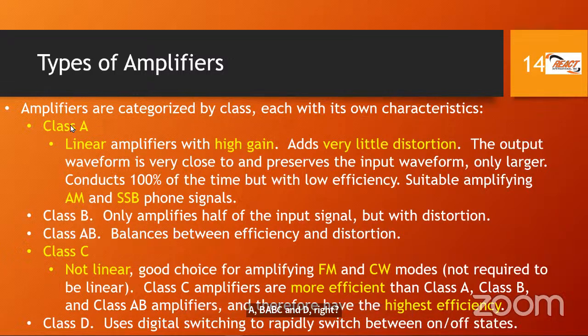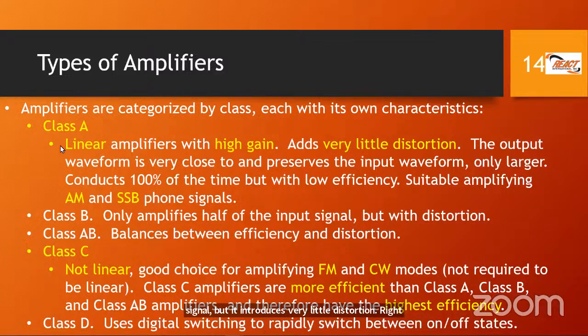But the class A amplifier, or when an amplifier is of type A or class A, it usually has high gain. It tends to be a high gain type of amplifier. And also it has very little distortion. So what that means is whatever the signal input is, the signal output quite much resembles the input, right? Except that it is a stronger signal, or an amplified signal, but it introduces very little distortion, right?